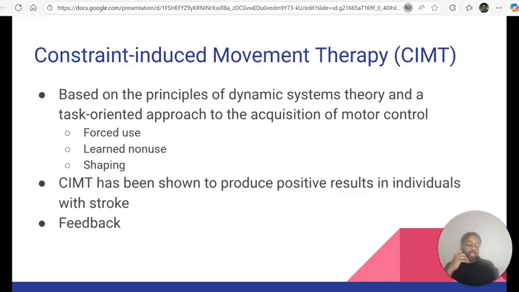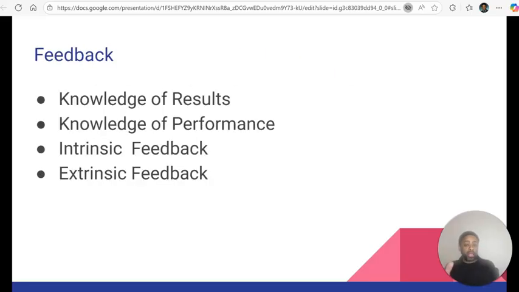Constraint-induced movement therapy, CIMT, integrates the concept of feedback. With feedback, there's knowledge of results feedback. Knowledge of results is when the person performs the task, and then feedback is provided on what the outcome of that task completion was with the affected upper extremity.